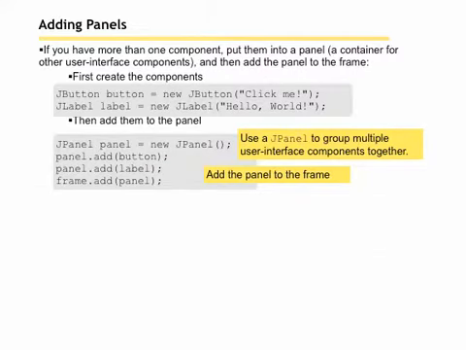So to add a panel, if you have more than one component, you can put them onto a panel, which is a container for other user interface components, and then add the panel to the frame. So first we create the components. JButton button equals new JButton, click me. So click me will be the text that's on that button. And then JLabel label equals new JLabel, hello world. So hello world will be the text that appears on that label. And then we add them to the panel. So we create a JPanel, panel equals new JPanel, and then panel.add button, panel.add label, and then frame.add panel. So we're adding the panel that contains the button and the label to the frame.